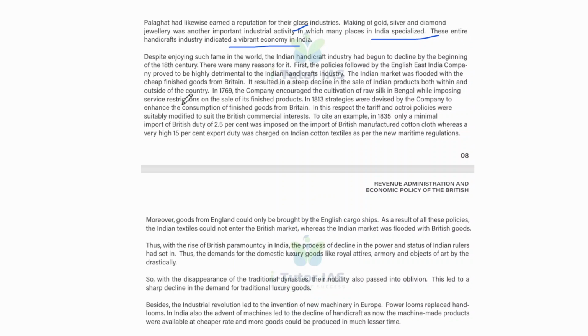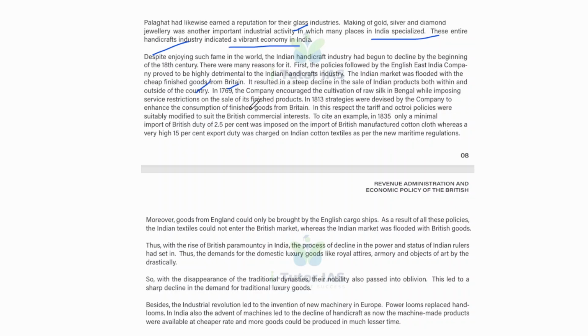And despite enjoying such fame in the world, the Indian handicraft industry had begun to decline by the beginning of the 18th century. And there were many reasons for it. First, the policy followed by the East India Company proved to be highly detrimental to the Indian handicraft industry, and the Indian market was flooded with cheap finished goods from Britain, and it resulted in a steep decline in the sales of Indian products both inside and outside of the country.